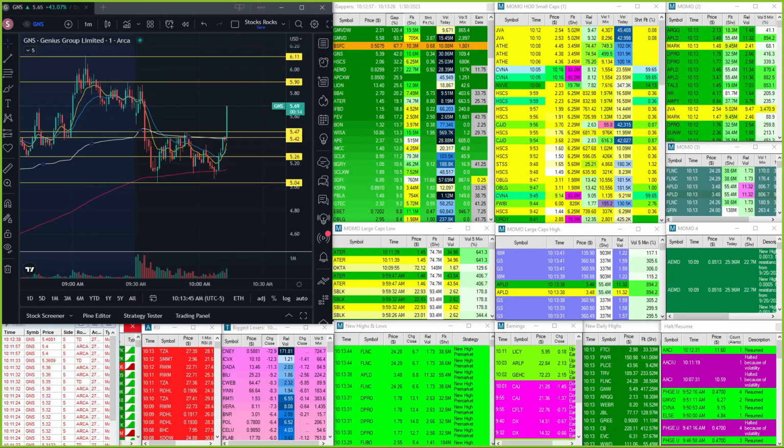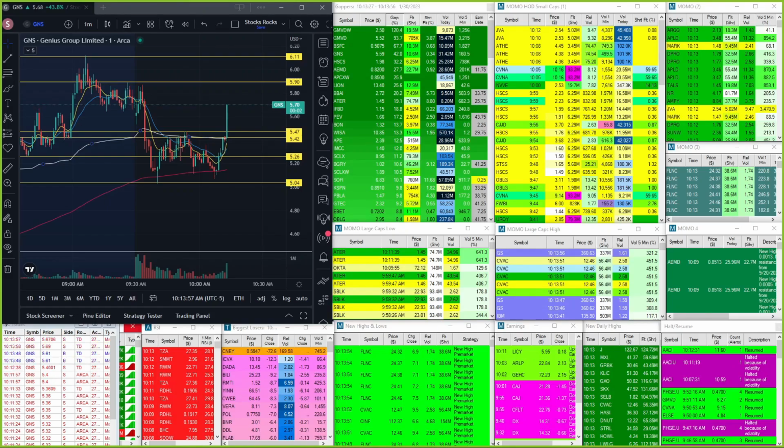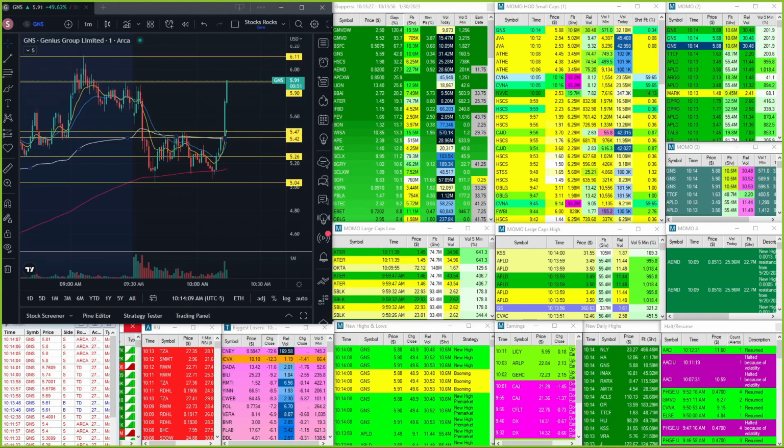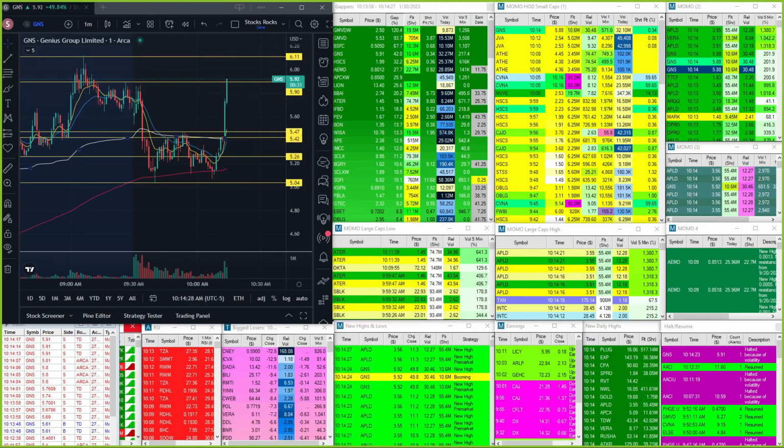GNS again. Look at this breakout. I'm back long, holding 5.61. GNS halt 5.91. We're getting halted here, selling some more, and then holding the rest. All right, resumption is going to be 10:19 and 23 seconds.